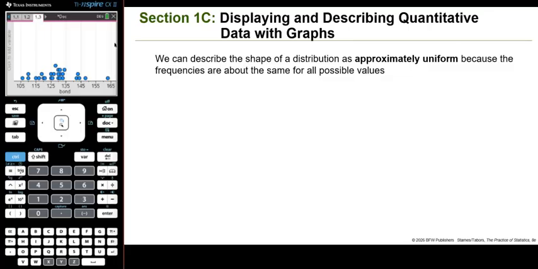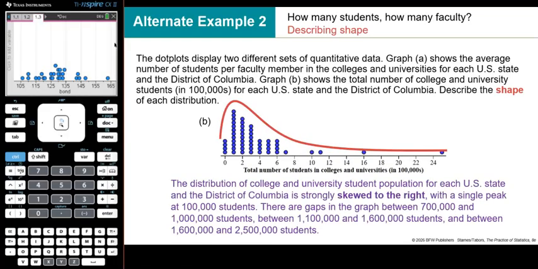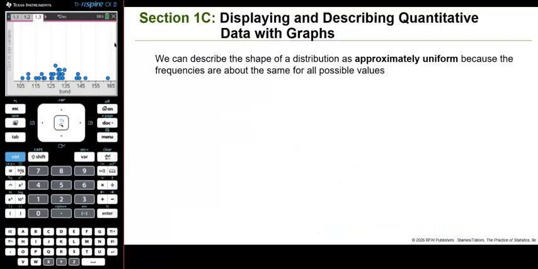So what is approximately uniform? That's another shape. So we just talked about approximately symmetric, skewed left, and skewed right. Those are kind of the three main ones. You'll see this.